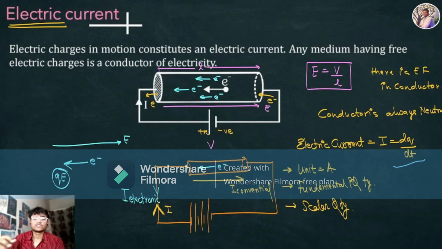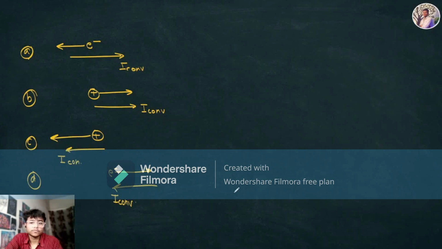What is the conventional current? There is a circuit given here. The flow of electrons is opposite to the conventional current. So we take the conventional current opposite to the flow of electrons. If electrons go from here to here, the conventional current is in the opposite direction. And what is the unit of current? Ampere, it's A.